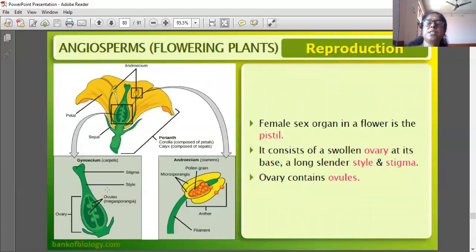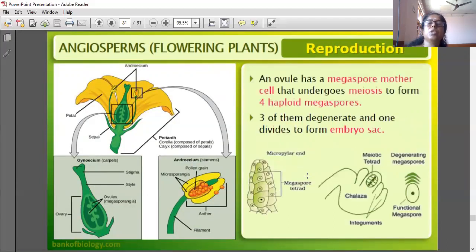The female sex organ in the flower is the pistil. It consists of a swollen ovary at its base, a long slender style and the stigma. The ovary contains ovules. An ovule has a megaspore mother cell that undergoes meiosis to form four haploid megaspores. Three of them degenerate and one divides to form the embryo sac.